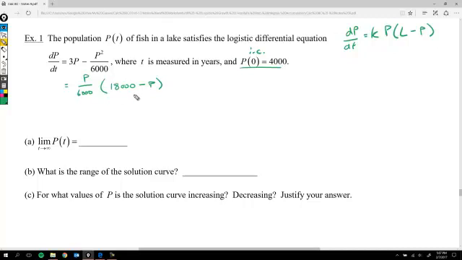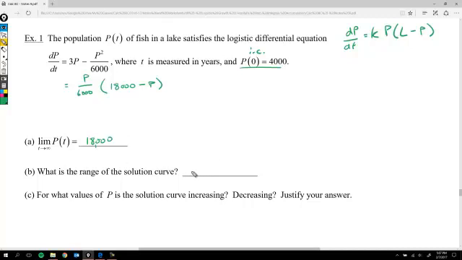So L is my carrying capacity, so 18,000 is my carrying capacity or my limit. The biggest that P can ever be, or the biggest population that I can ever have, is 18,000. So that's my limit as t approaches infinity. It'll never go above that. Honestly, it'll never even reach that.